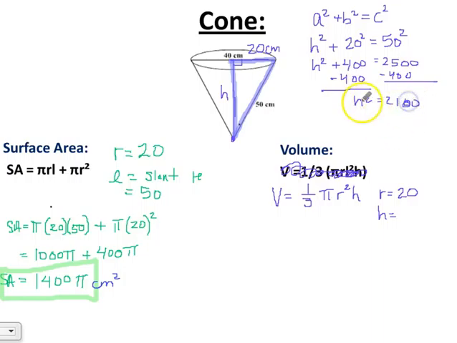To get h all alone, we need to take the square root of both sides. That's the opposite of squaring something, is taking the square root. So h equals, I'm going to go ahead and plug this in my calculator, the square root of 2,100. It's not a perfect square, so I'm going to round to 2 decimal places. I got 45.83. So go ahead and calculate that as well. So we know the height now. It's 45.83 centimeters. Now we're ready to plug everything into the formula.